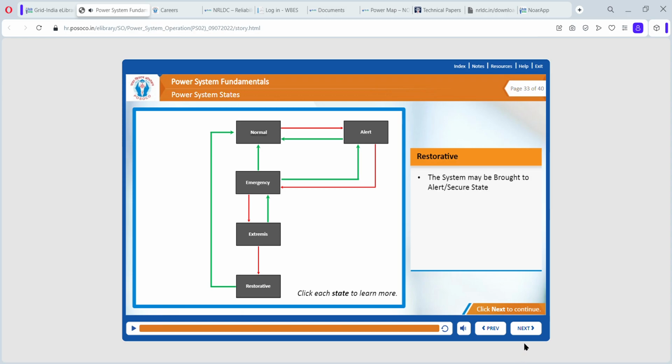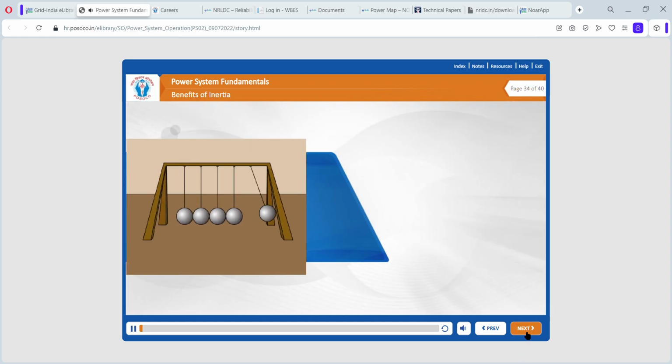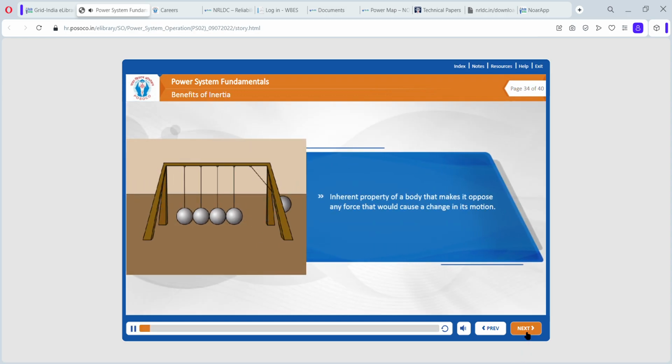Moving forward, let's understand inertia and its importance in the power system. Inertia is the resistance of any physical object to a change in its velocity. This includes changes to the object's speed or direction of motion. The kinetic energy stored in these spinning parts is our system inertia.